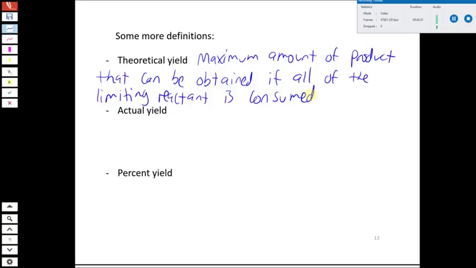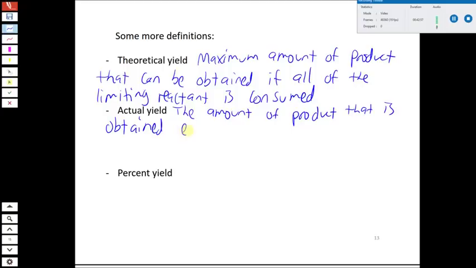The actual yield is an experimental quantity, and in many situations this will be given to you in the problem, because we can't actually do experiments in class. It's the amount of product that is obtained experimentally. So you go in the lab, you run the chemical reaction, you collect the product, you measure how much you get, and this is your actual yield. Usually it's expressed in mass, although you could also convert it to moles or other quantities if you need to.